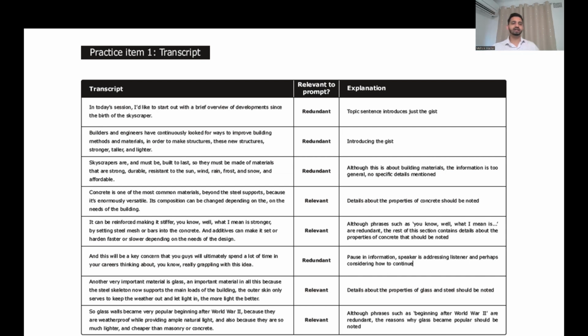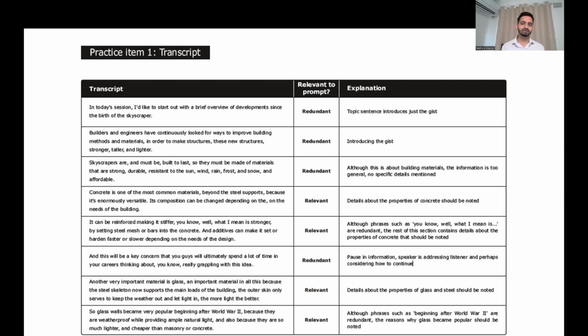Now, for the first time, the type of material is introduced. It says concrete is one of the most common materials beyond the steel supports, because it's enormously versatile. And versatile meaning can be changed. It has different ways of working. Okay, its composition can be changed depending on the needs of the building. So it's not fixed composition. It can be changed. And we had a statement where it says fixed, right?